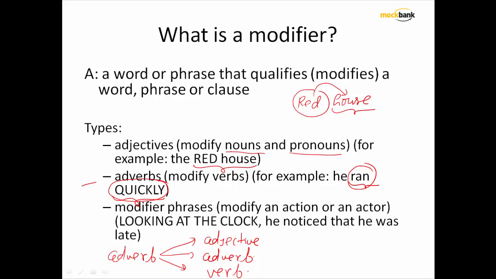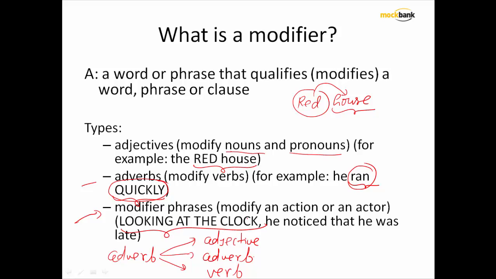But then there are others, like the third point over here, which says modifier phrases. This modifies an action or an actor. Looking at the clock, he noticed that he was late. This is qualifying that he noticed, as to how he is noticing: he is noticing by looking at the clock. So looking at the clock is a modifier over here.